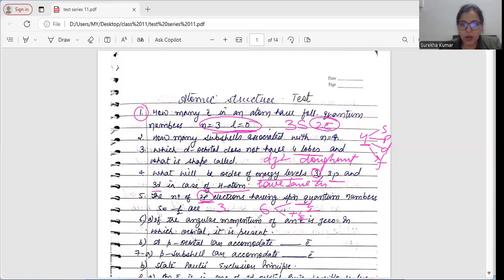If the angular quantum number of an electron is 0, in which orbital is it present? 0 is for L equal to 0, S. It is present in S subshell. Next is, one second, let me scroll it down.